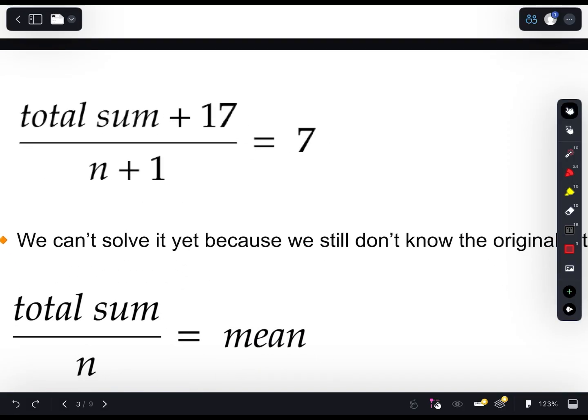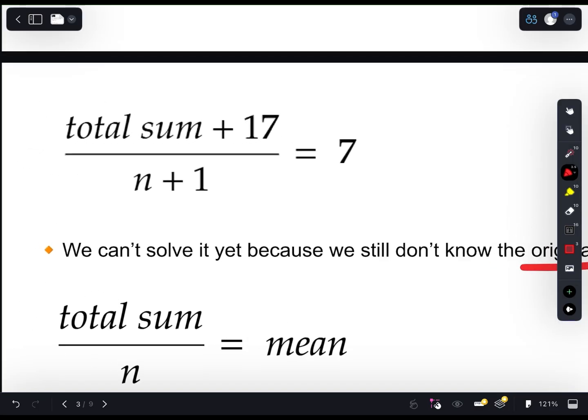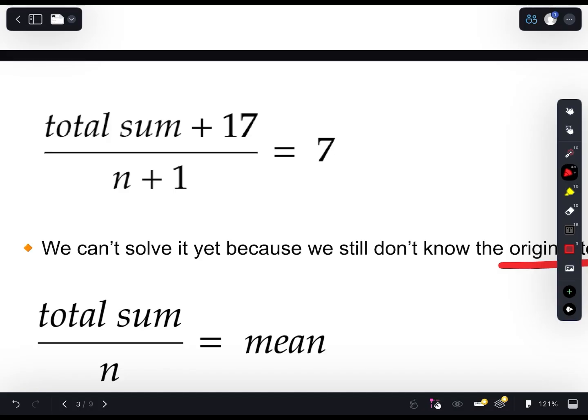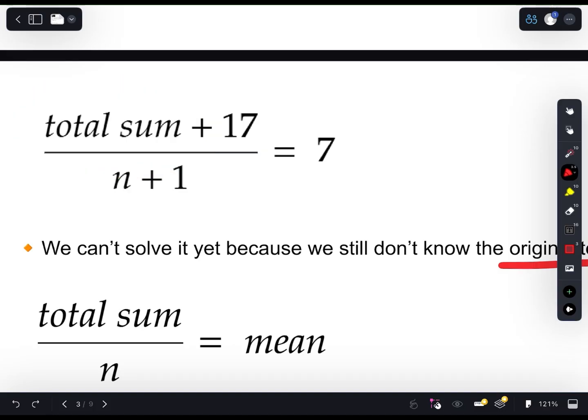But we can't solve it yet because we still don't know the original total sum. So actually this question is difficult because you don't know the original total sum. You have to find that first. You have to do that in order to solve this equation and find n. Okay, so the original total sum, we don't know it. We know that the new sum is the original one plus 17. That's what we've got here.